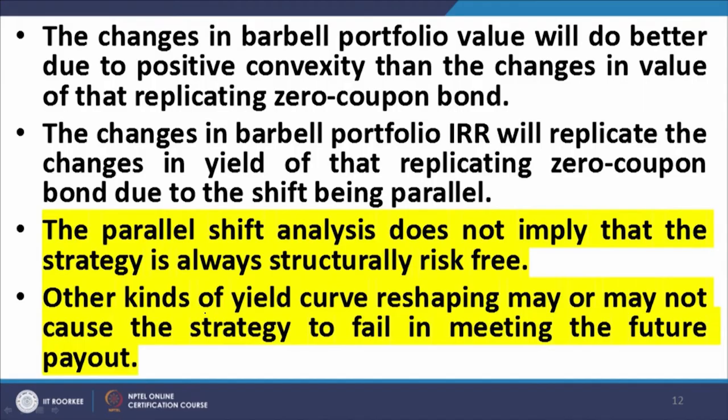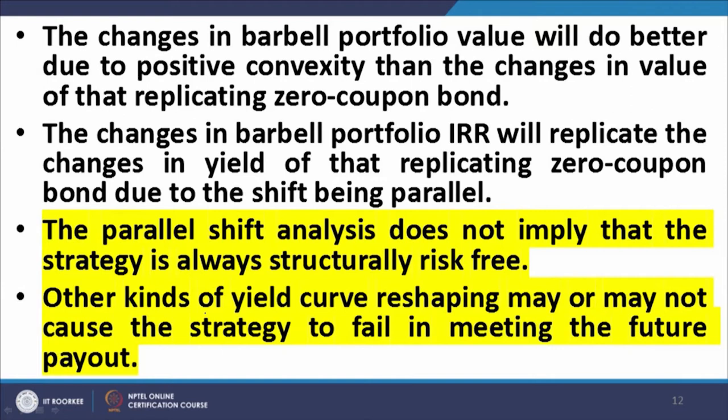The changes in the barbell portfolio value will do better due to positive convexity than the changes in the value of that replicating zero coupon bond, which is nothing but a perfect replica of the zero coupon liability or the bullet liability. The changes in the barbell portfolio IRR will replicate the changes in the yield of that replicating zero coupon bond due to the shift being parallel.